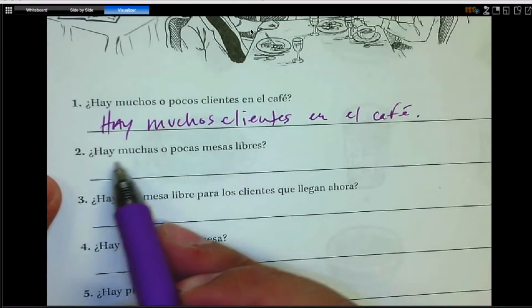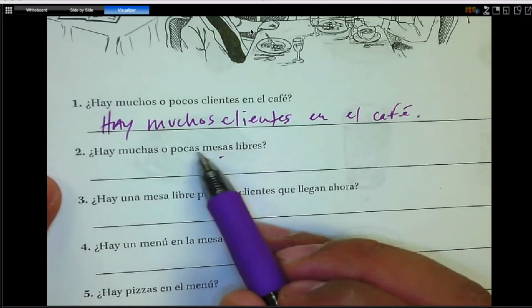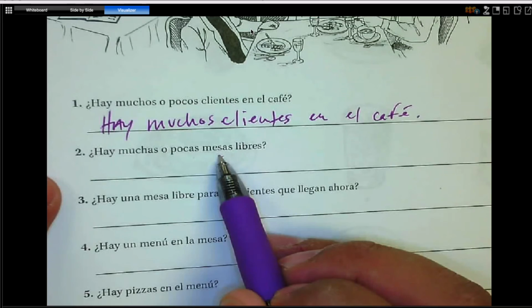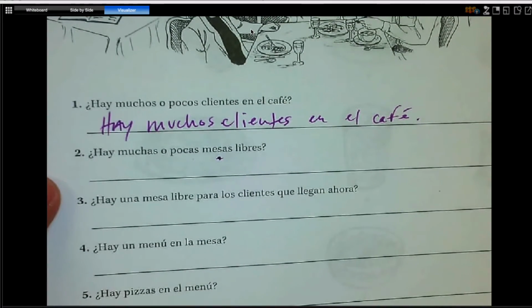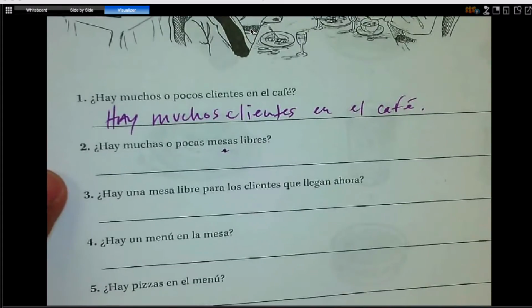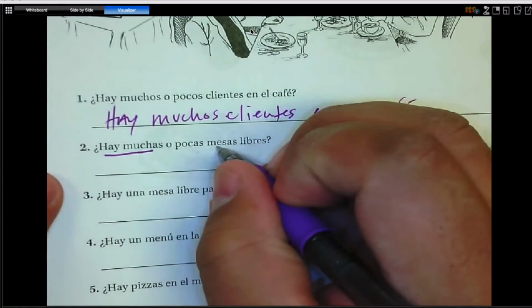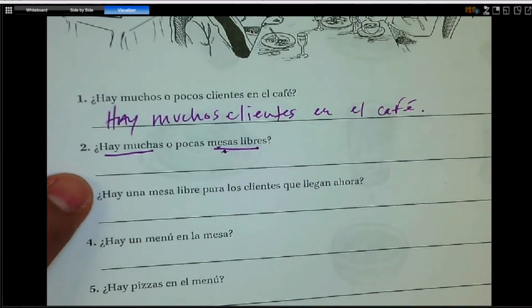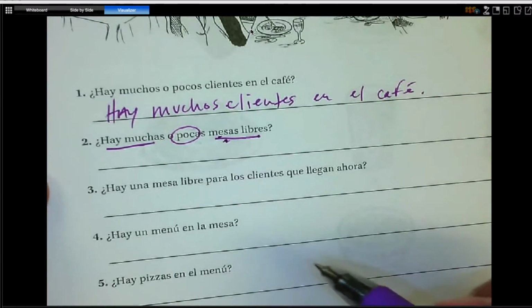Number 2, ¿hay muchas o pocas mesas en el café? Are there many or few tables? Right? You could say there's 1, 2, 3, 4. So there's plenty, right? So I would say hay muchas. Oh, no. That's not what it's asking. It says, are there many or few tables open? So the answer is, hay pocas. There are few tables, right?